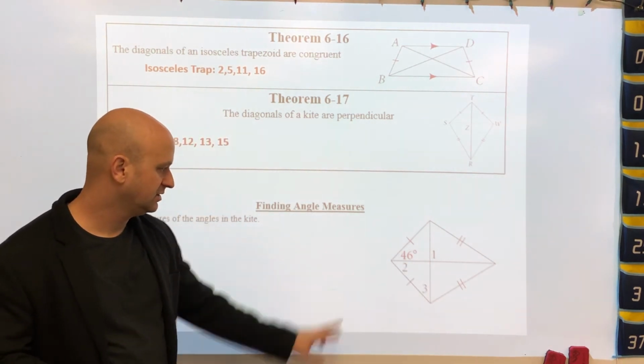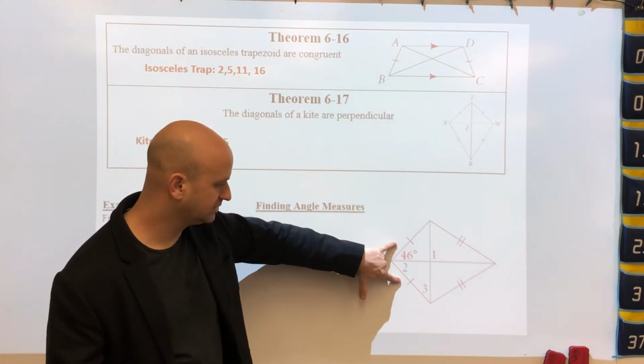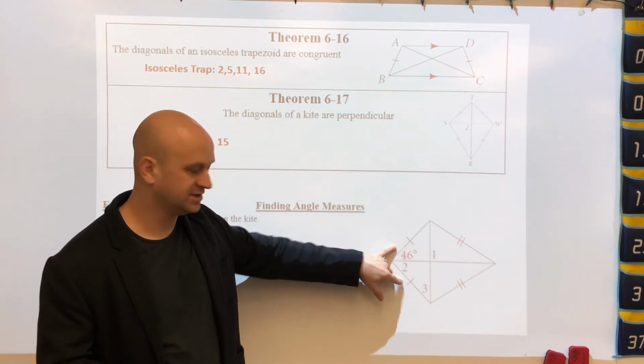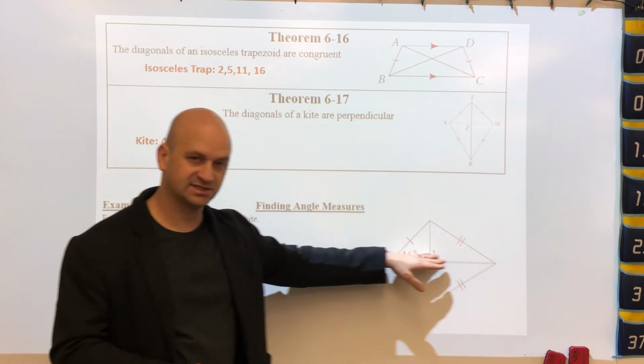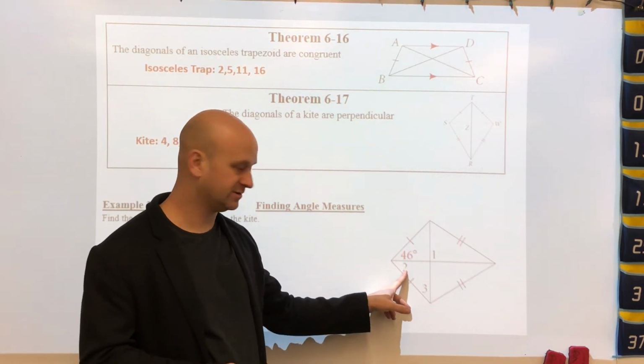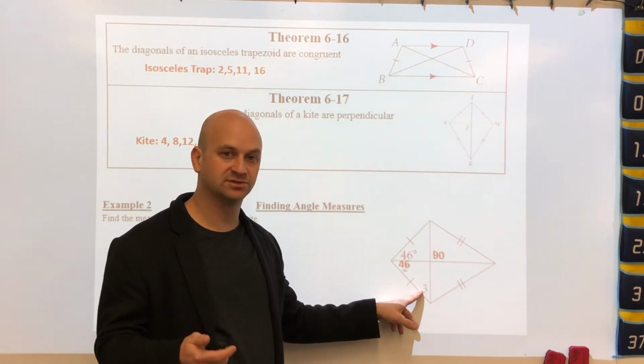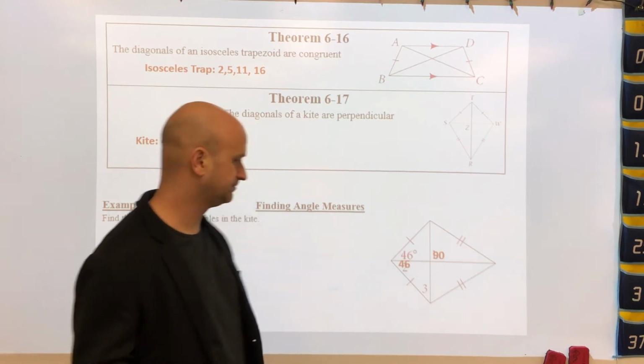Now in a kite, another property is these two angles get bisected. So the two congruent sides, right, the diagonal that splits the two congruent sides is going to bisect the angle. So this would be 46 as well. So when we have these two, we can figure out the third angle by using, there it is, triangle angle sum.